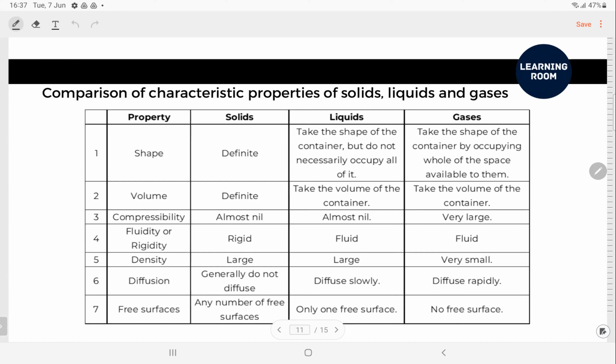What is free surface? See, I have written three statements. Can you see the three statements? Free surface: any number of free surfaces, only one free surface, no free surface. So first, for the free surface of solid, any number of free surfaces, what is it? The size of the solid? Anyone? Amount of space. Close, a little bit close. Why is it only one for liquid?